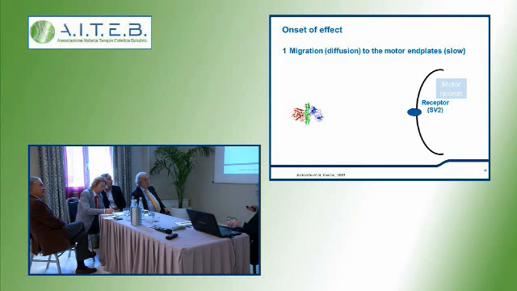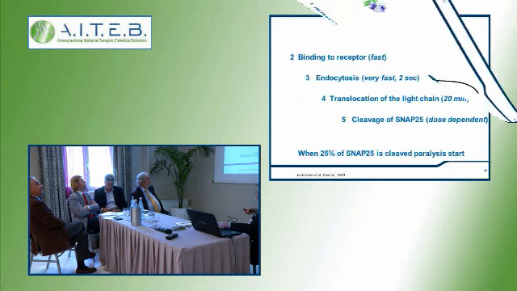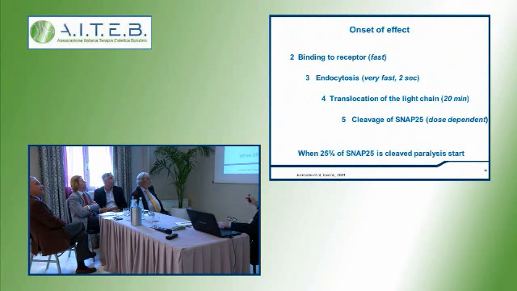The translocation takes some time. This is also done in cellular systems. It takes about 20 minutes until the light chain is translocated into the cytosol of the nerve cell. And then in the end, there's cleavage of SNAP25, the protein which is responsible for the secretion of acetylcholine. It's dose dependent, but because it's an enzyme, it's also very, very fast. So this is an interesting figure. 25% of this SNAP25 must be cleaved, and then paralysis starts.